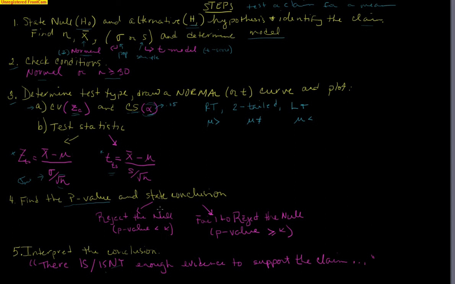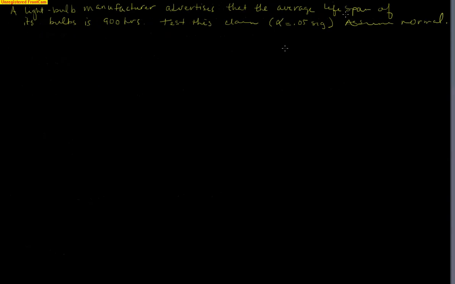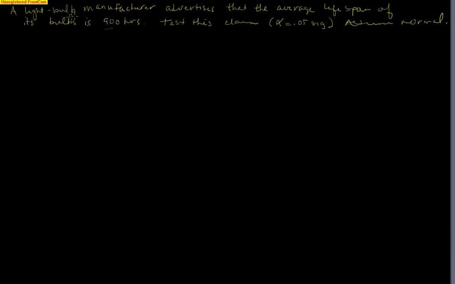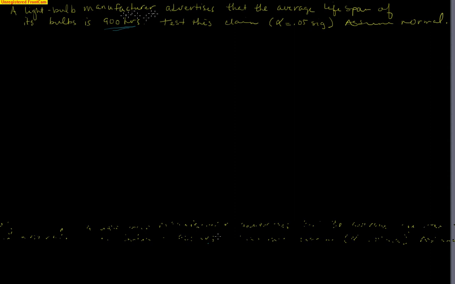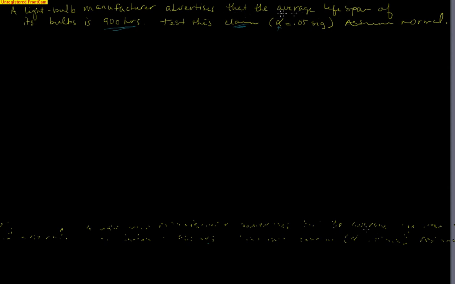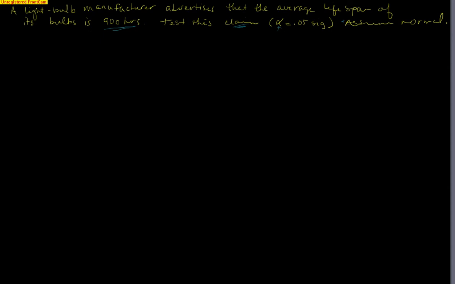So let's go ahead and try a problem. Here is a problem that states that a light bulb manufacturer advertises that the average lifespan of their light bulbs is 900 hours. Let's say we're a consumer safety group, and we are going to test this claim and make sure that they're able to put that on their boxes. So how are we going to test this claim? We are given a level of significance to use, 0.05, and we are given the fact that the lifespan of a light bulb is normally distributed.